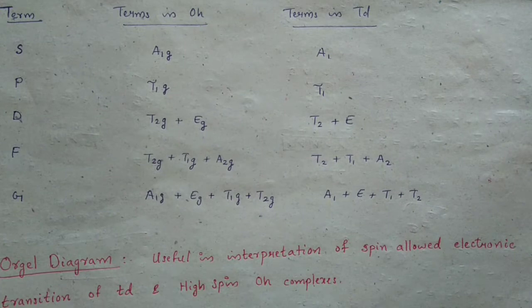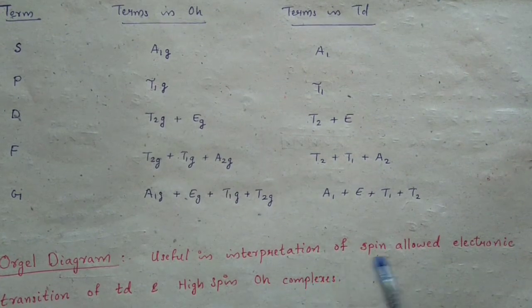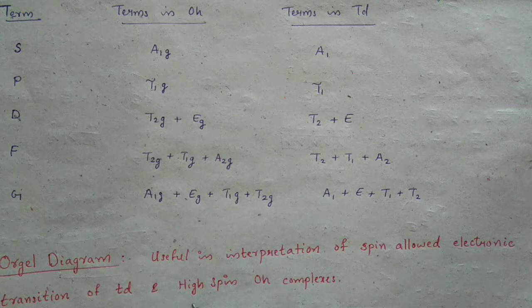Orgel diagram is useful in interpretation of spin allowed electronic transitions of tetrahedral and high spin octahedral complexes. So why do we use the Orgel diagram? It's to interpret the spin allowed electronic transitions of tetrahedral and high spin octahedral complexes. So what is a spin allowed transition?